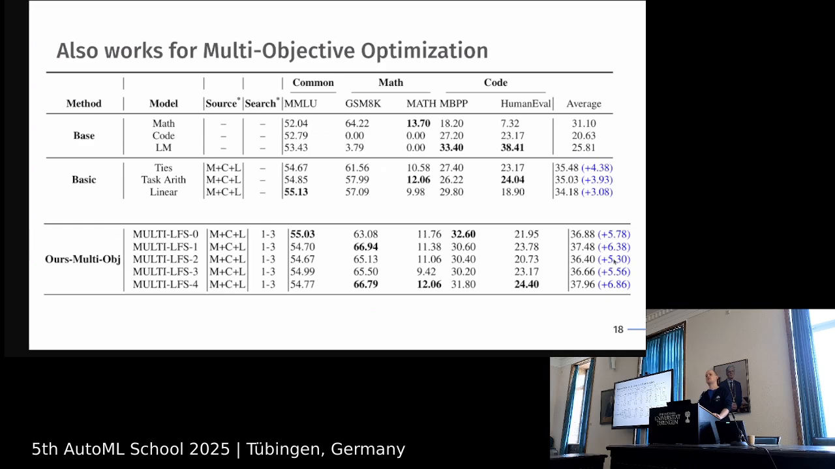And this also works if we look for multi-objective optimization. So here, this is pretty much just the Pareto frontier, these models 0 to 4 at the bottom, which are different parts of this Pareto frontier with different flavors of how much you want common knowledge, how much you want math, how much you want coding. And then we can trade off and figure out which model we want in the end.